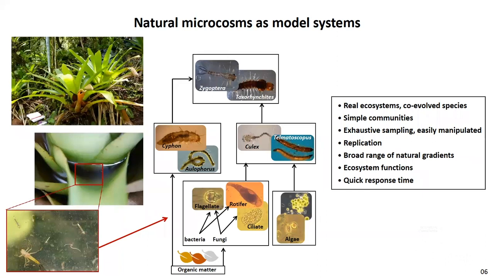The leaves of this tank-forming bromeliad are organized in a rosette to collect water and detritus and to provide a habitat for aquatic microorganisms. There you can find bacteria, fungi, flagellates, ciliates, algae, and also macroinvertebrates. This is a natural microcosm from a real ecosystem, with co-evolved species and simple communities that can be exhaustively sampled, easy to manipulate, with a high replication rate, and it is also possible to measure different ecosystem functions.